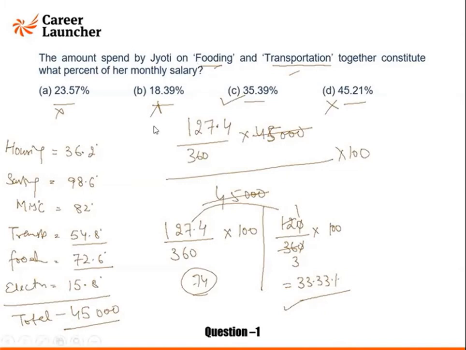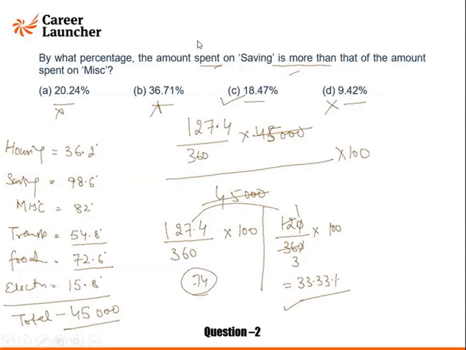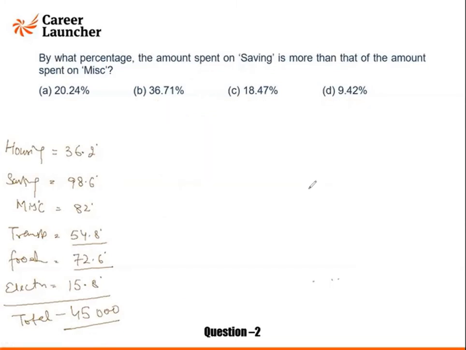And let's see how you approach question number 2. So this is the question that you need to try. The question says, by what percentage is the amount spent on saving more than the amount spent on miscellaneous? So savings and miscellaneous, this percentage we need to know. So first thing, how much amount did she spend on savings? 98.6 degree. We are talking about degrees. And on miscellaneous, 82 degree. So how much is it more?